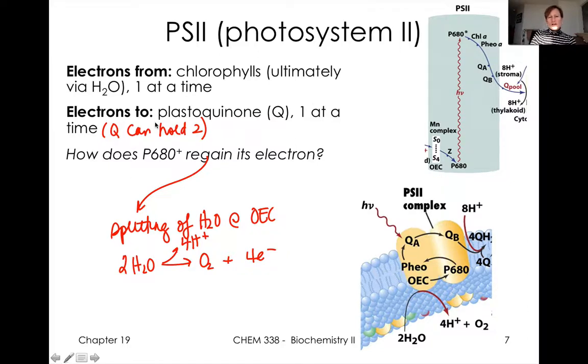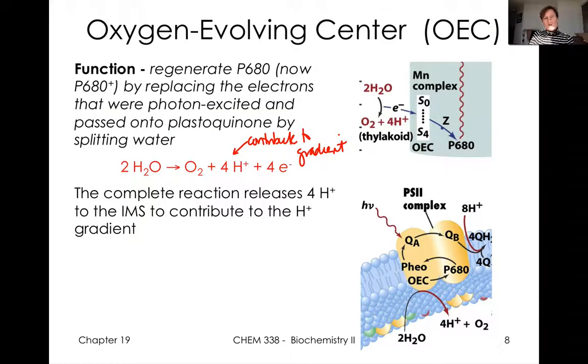So we ask the question, how does P680 plus, that cationic chlorophyll molecule, regain its electron? And that happens from the splitting of water at this oxygen evolving center. So there's the oxygen evolving center, again, the oxidation of water, generating molecular oxygen and releasing those electrons back to that chlorophyll. I'm not going to spend too much time talking about the oxygen evolving center, so don't worry about this S0 through S4. We're not going to cover the details of the oxygen evolving center, but again, that's how we replace those electrons that were lost from the chlorophyll molecule.